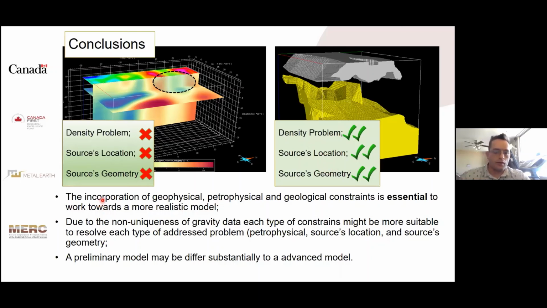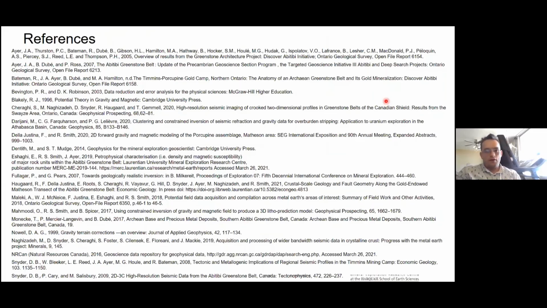So as a conclusion, the incorporation of geophysical, petrophysical, and geological constraints is essential to work towards a more realistic model. And due to the non-uniqueness of gravity data, each type of constraint might be more suitable to resolve each type of addressed problem: petrophysical, source location, and source geometry. And a preliminary model like this one on the left can differ substantially from an advanced model like this one on the right. And that is the main conclusion of this presentation. So it's pretty much everything that I had.